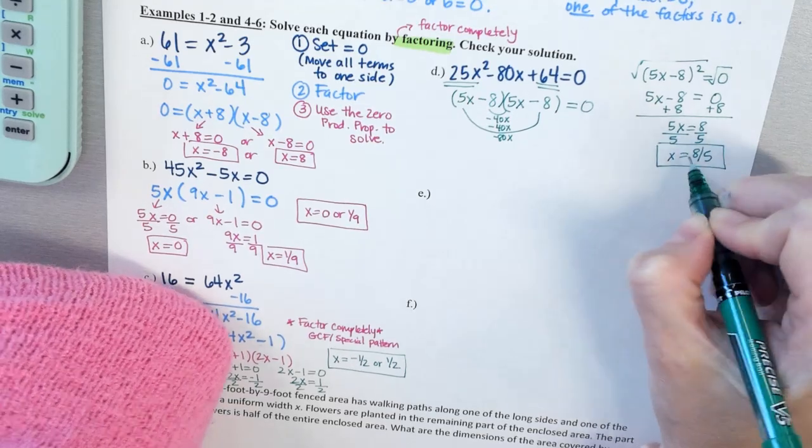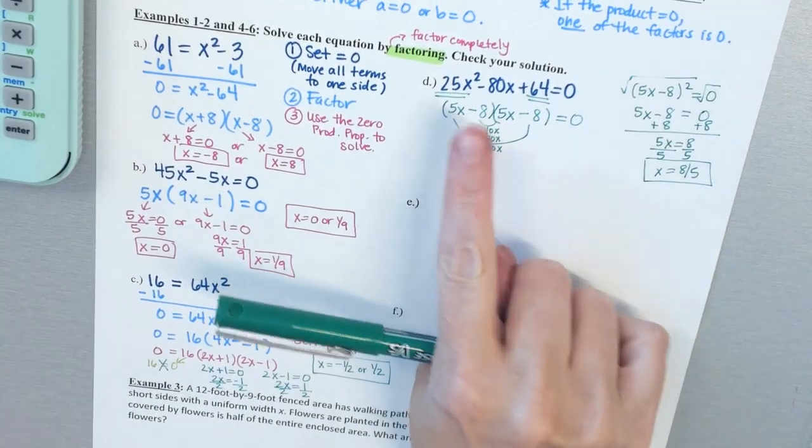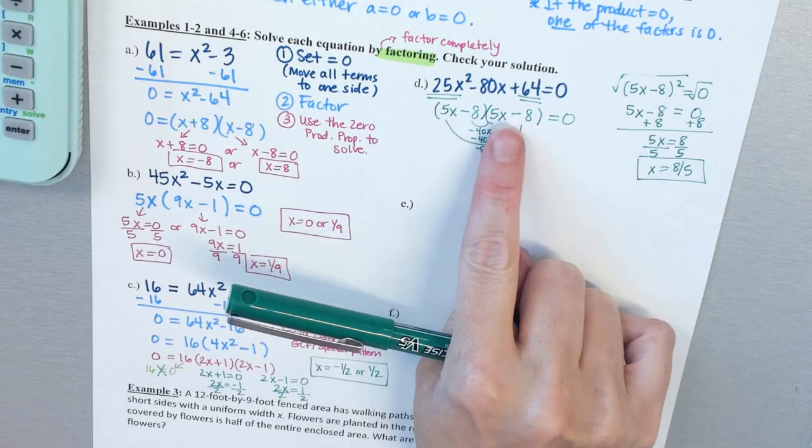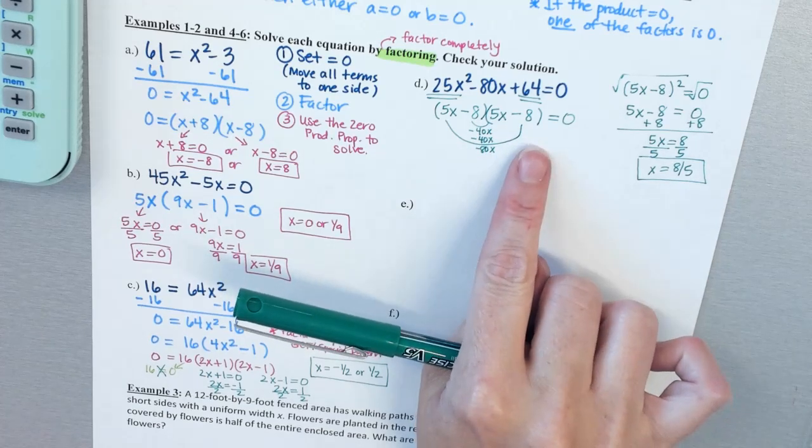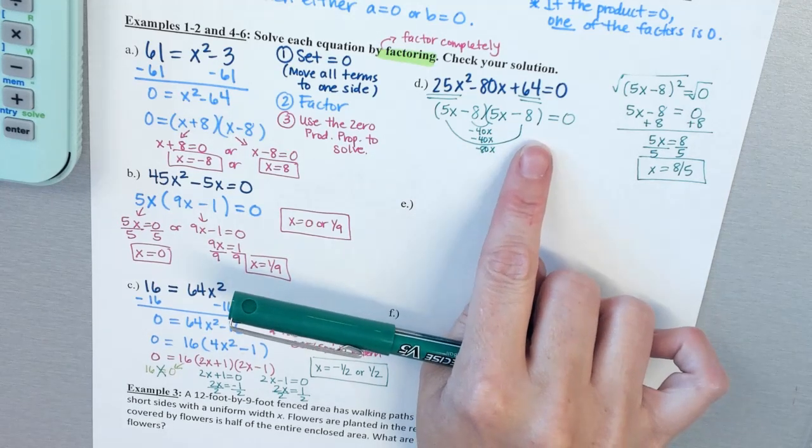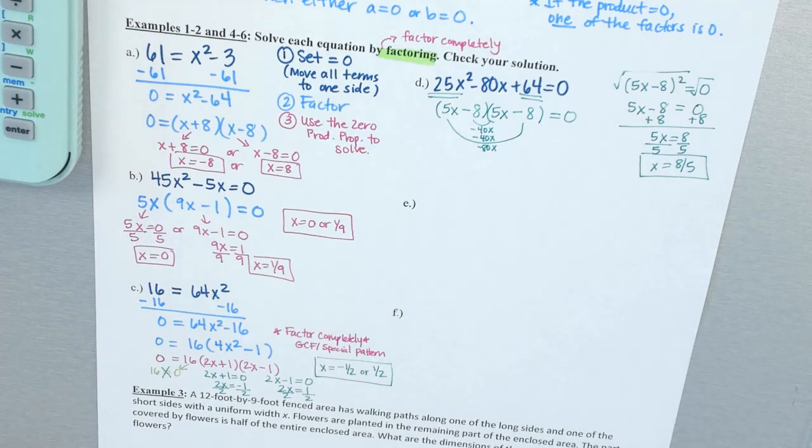Okay, so in this case, you only have one answer because this answer occurs twice. If you just set this equal to 0 and solve, that is fine too. Okay, and you get x equals 8/5 each time, that's fine. You don't have to write it twice if it's the same answer, okay?